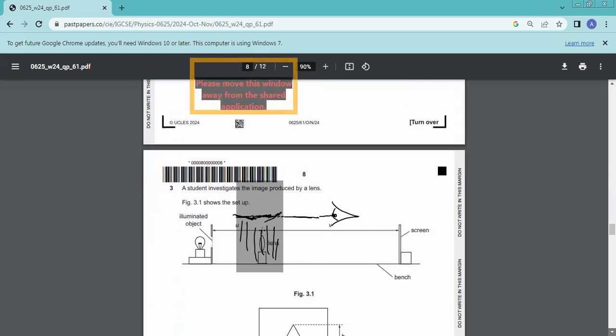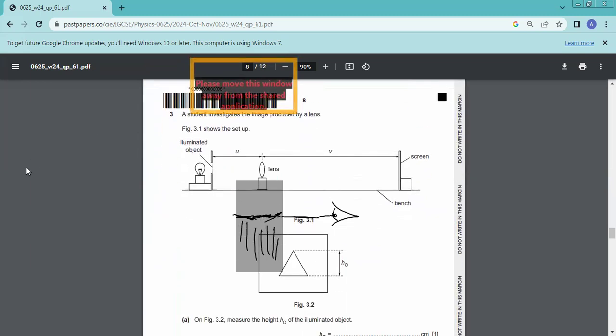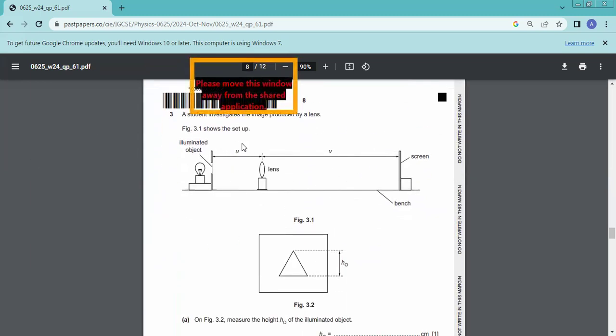Here we have this one. The student investigates the image produced by the lens, and the figure shows the setup. This is the illuminated object, there is a hole, the lens is placed here, and the screen is there. The lens is adjusted so that the distance between the lens and the illuminated object is u, and the distance between the lens and the screen is v.